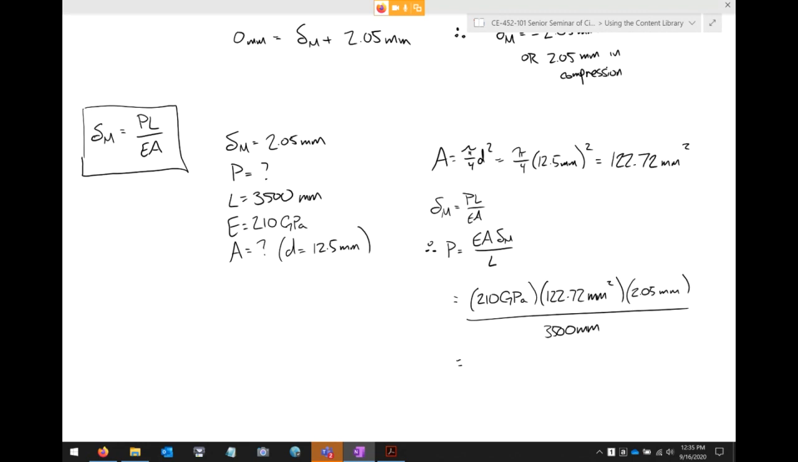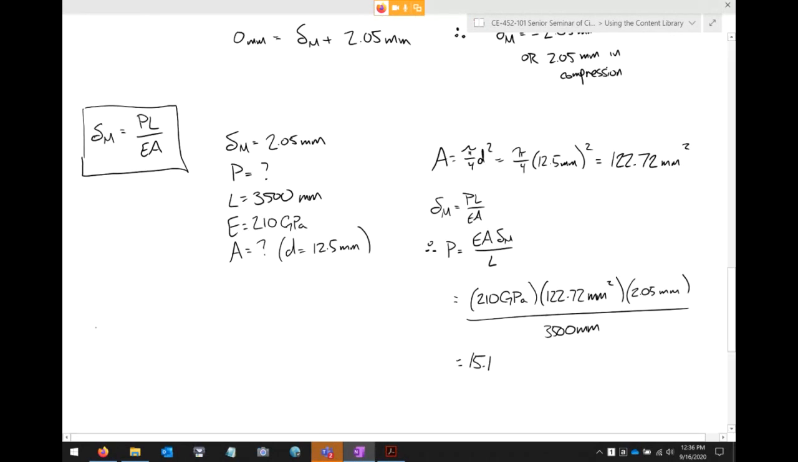Anybody have an answer for me? Uh, 15.1. 15.1. And what are the units going to be? That's a force. Okay. Let me see. Well, we have to convert it to kilonewtons, though. Wait, pascals is newtons over meters.